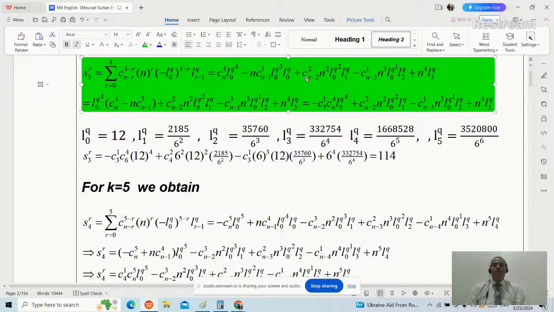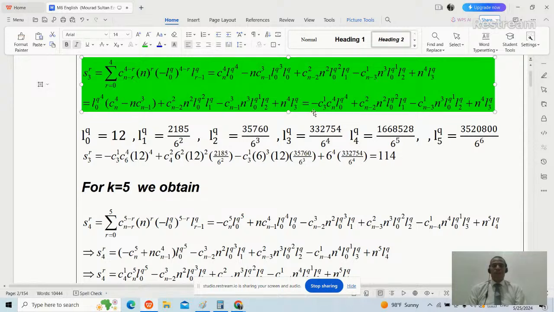Then plus, when r equals 2, it will be combination n minus 2 choose 2, the square of n, the square of L0 of order Q times L1, minus, when r equals 3, it will be 4 minus 3 is 1, so combination n minus 3 choose 1, n cubed L0 of order Q raised to the power 1 times L2 of order Q, plus n raised to the power 4 times L3 of Q.